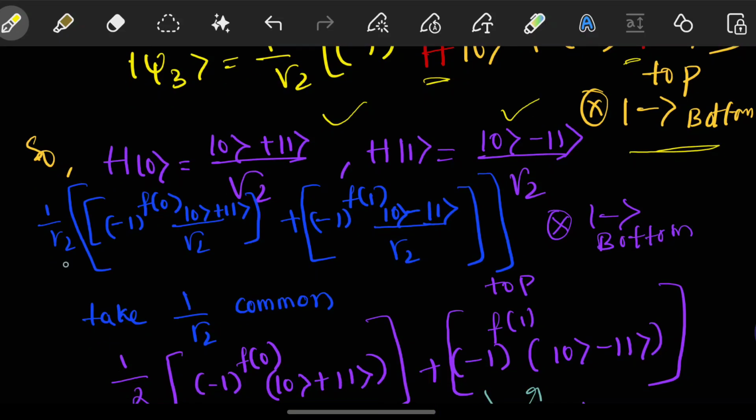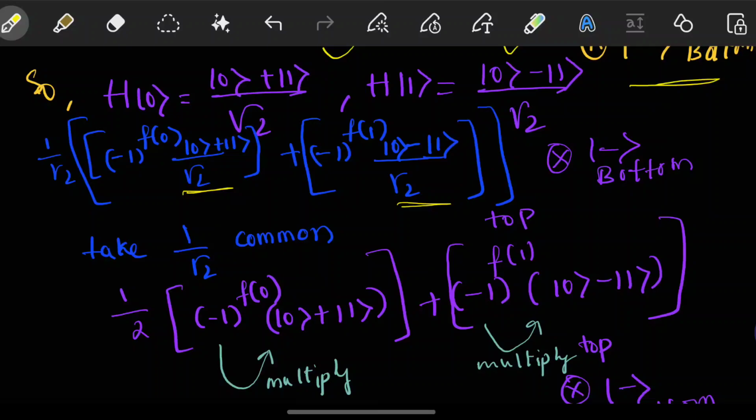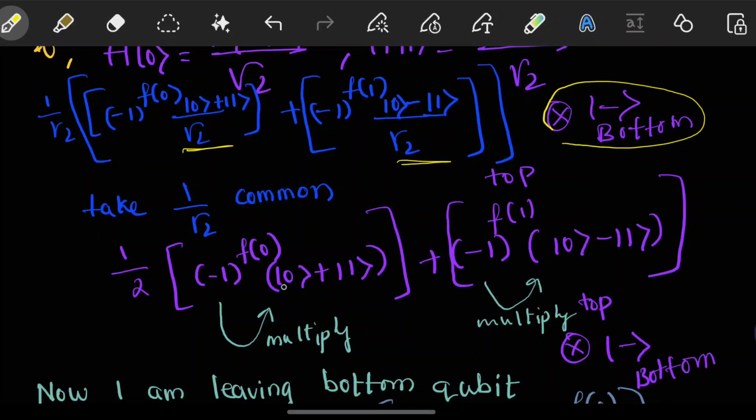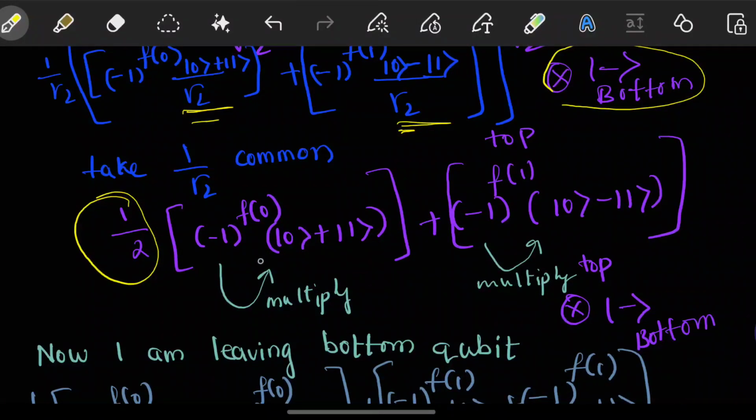Okay, now if you look here, for that particular equation I just added Hadamard. If you add those Hadamard gates, then you will end up getting this equation and the bottom remains the same. Now what I am doing is taking 1 by root 2, 1 by root 2 common from these equations, so I will end up getting 1 by 2. So if you look here, minus 1 to the f of 0 times (ket 0 plus ket 1), minus 1 to the f of 1 times (ket 0 minus ket 1).